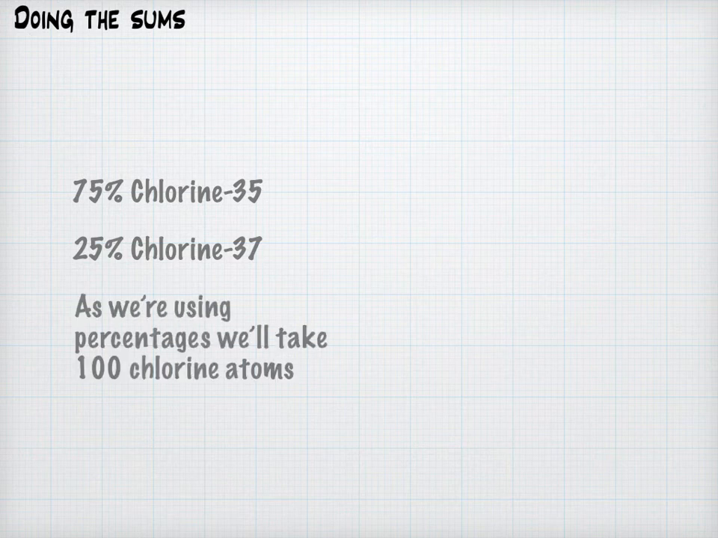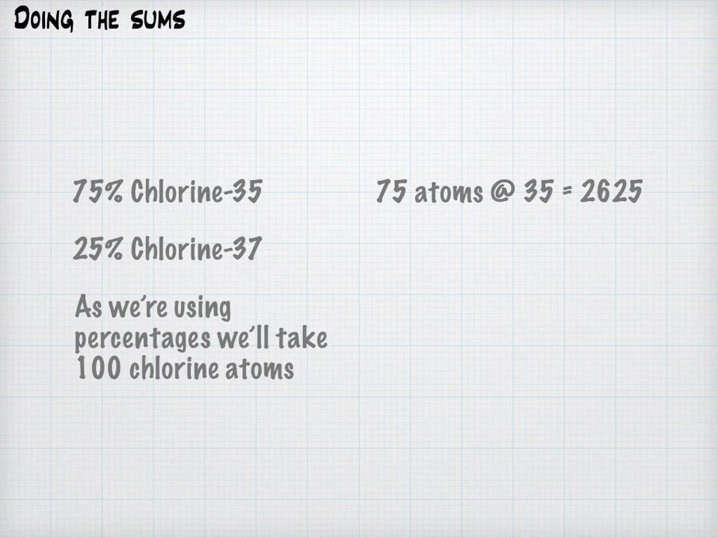Now we're working with percentages, so it makes sense to think about this in terms of 100 atoms, okay? That's simply because we're using percentages, and percentages are numbers out of 100. Okay, out of that 100 atoms, 75 will have a mass of 35 atomic mass units. So 75 atoms out of those 100 will be atoms of chlorine-35. You add up all their masses, that's 75 times 35 is 2,625. So those 75 chlorine atoms added together will have a total mass of 2,625 atomic mass units.